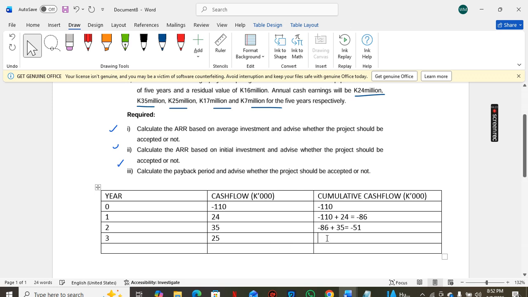When I try to take you back on negative 110 plus 24, where is the 86 coming from? That's the result. Oh, okay. Okay, so negative 51 plus 25, what do we get? Negative 26 million.